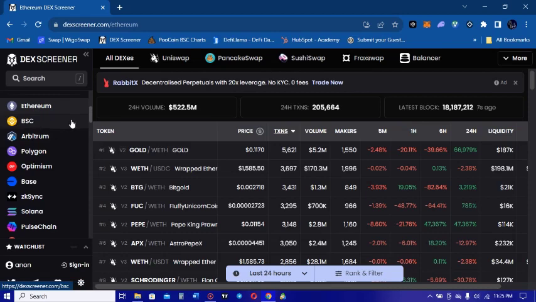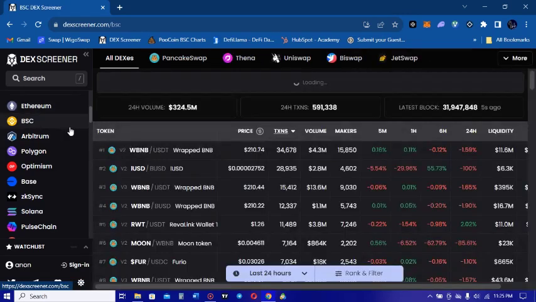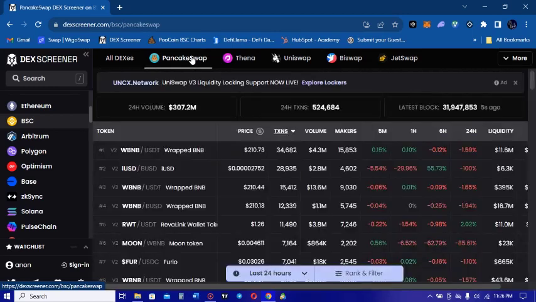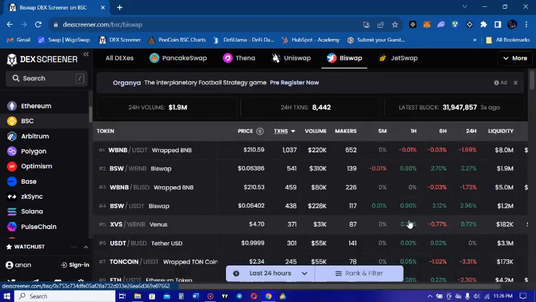If I should switch to BSC, it's different. Now, note that it's for all the decentralized exchanges on BSC. So let's say I want to specifically look at PancakeSwap. It will bring out the volume data that is being traded on PancakeSwap. Let's say I want to look at BiSwap. As you can see, the volume is different, the transactions and the latest block. Well, the latest block will be the same, but the transactions are different.